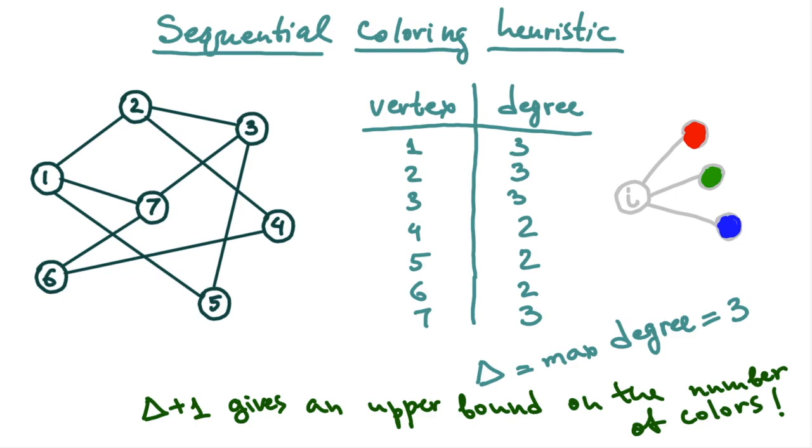So, I guess I could use delta plus 1 as the upper bound on the chromatic number in my IP model. You could, but the heuristic can potentially give you an even better bound. We don't know unless we try. Let's see what we get in our example.